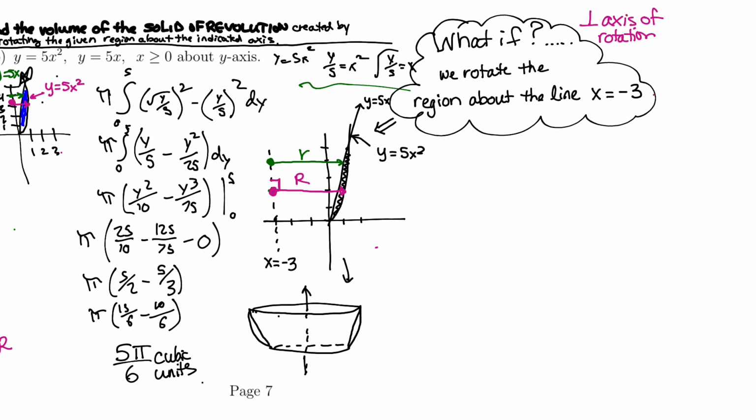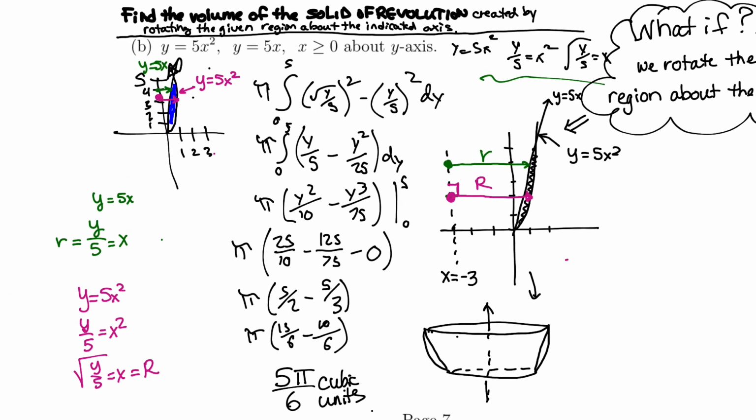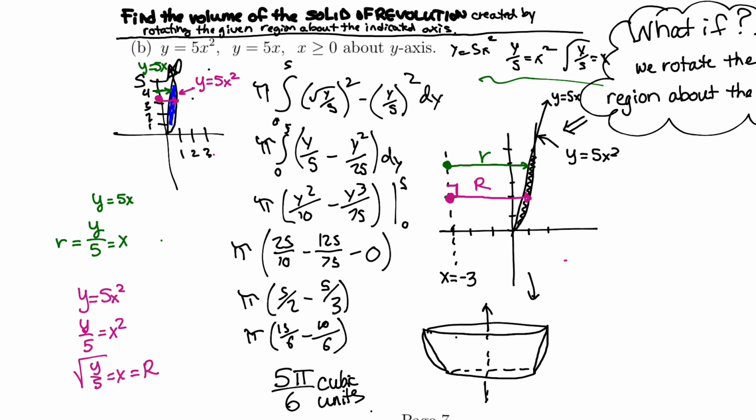So really, what has changed? What is the only thing that has changed between my first problem and my second problem? What's changed? Is that these radiuses are what? They're just bigger. Everything else is the same. I'm still integrating along the y-axis, so I'm going to have 0 to 5 dy. I'm still getting washers because I have this gap inside of my shape. But my outer radius is just a little bigger.